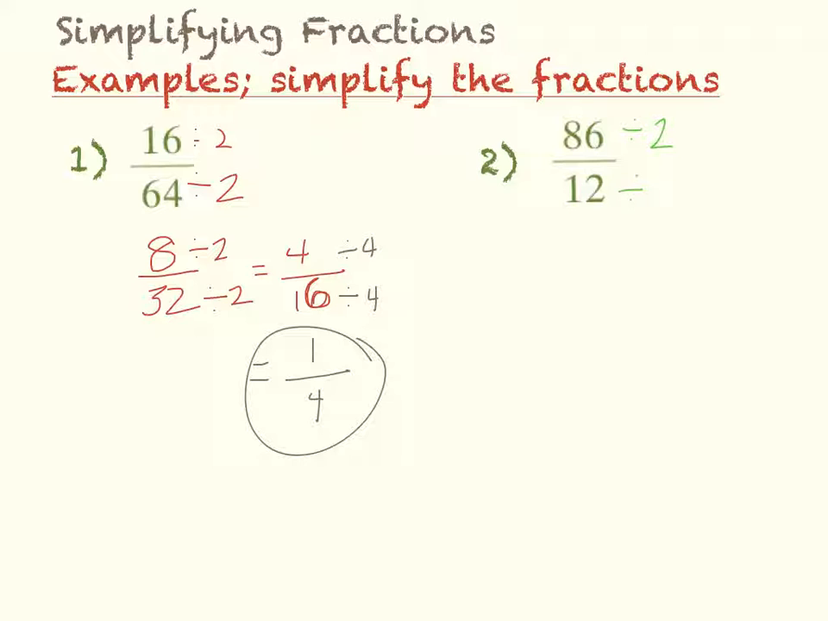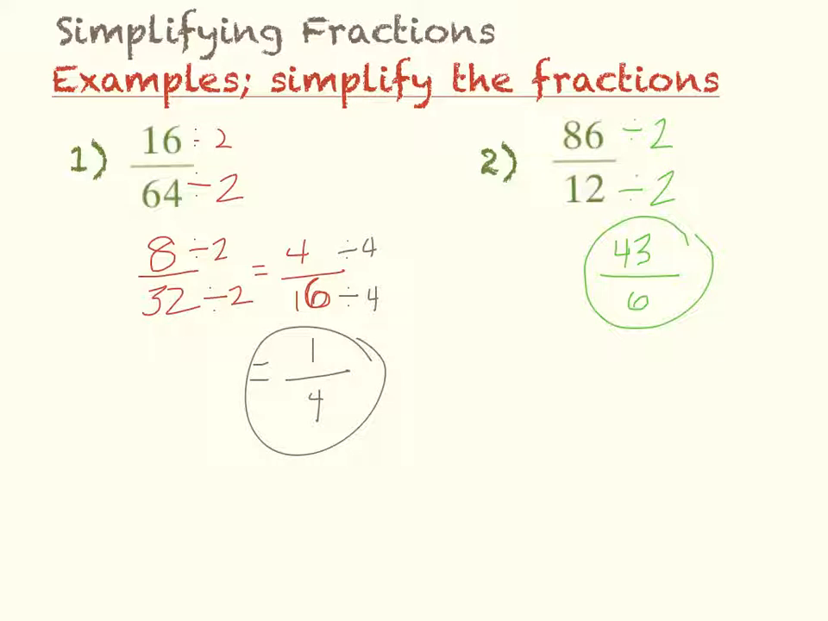If you can't find anything else that goes into them, look for even numbers. So 86 divided by 2 is 43. 12 divided by 2 is 6. And then you would look for something that goes into both of those. As it so happens, nothing goes into 43. 43 is a prime number. Therefore, that is your simplified answer.